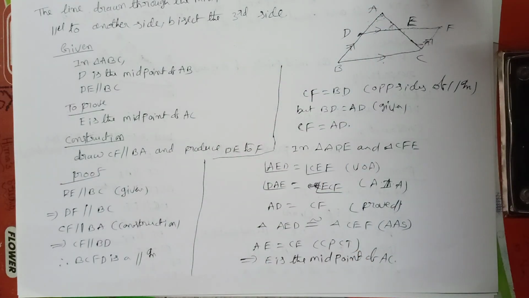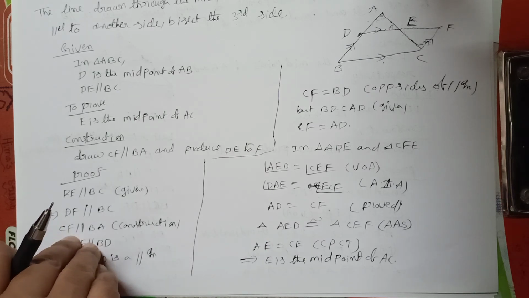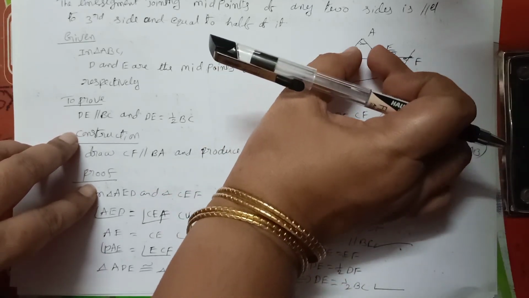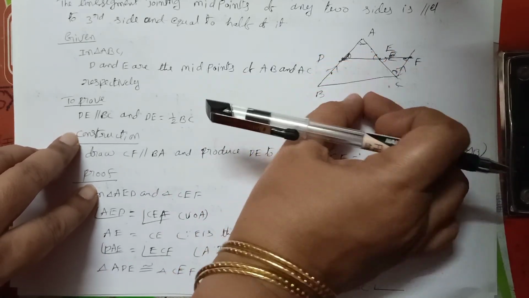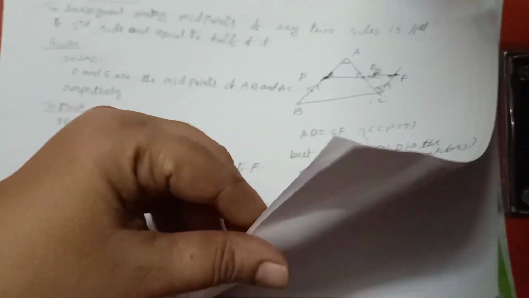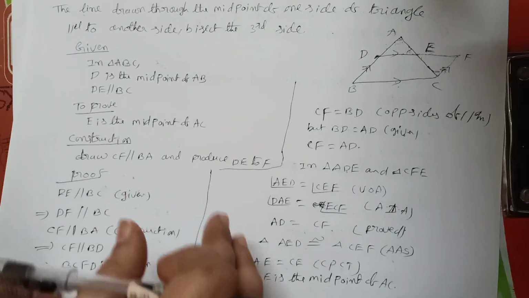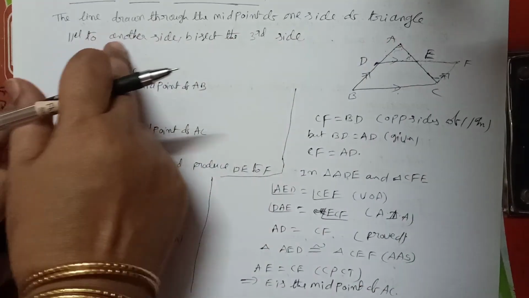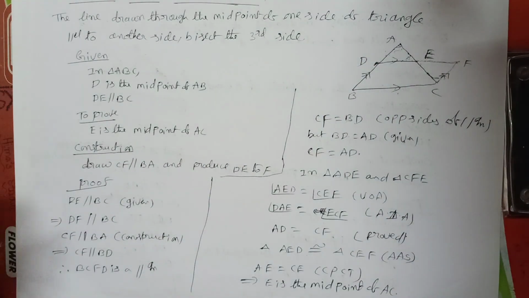So today what have we discussed? Two theorems. One is the midpoint theorem, the second is the converse of the midpoint theorem. The midpoint theorem says the line segment joining the midpoints of any two sides is parallel to the third side and is half of it. The converse of the midpoint theorem says the line drawn through the midpoint of one side of a triangle parallel to another side bisects the third side. Using these two theorems, we'll solve application problems in tomorrow's class.